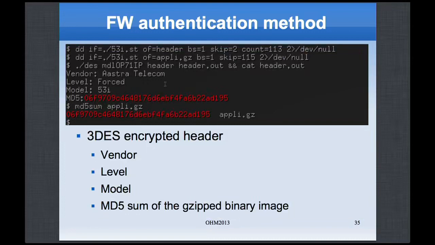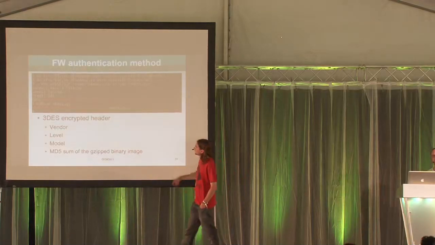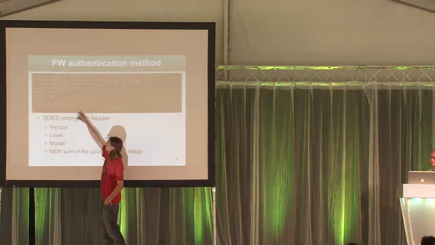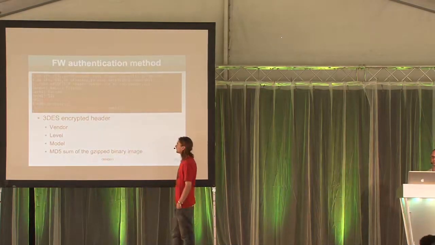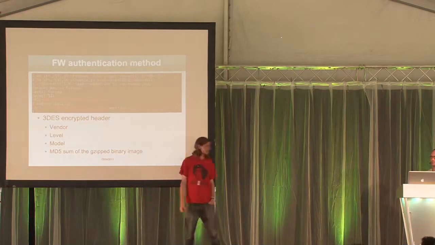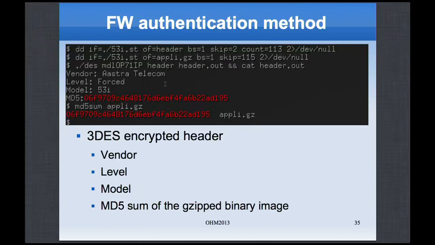So now, with DD, we just split the firmware update we had, and we decode with the triple des implementation we found and the key we found, and we get this clear text, and the MD5 sum is of the gzipped image actually. So it's some kind of validation of the firmware.